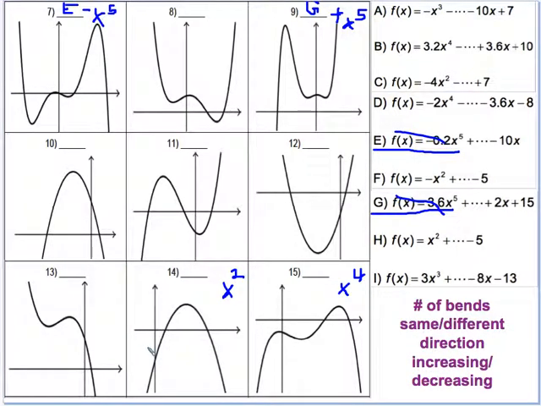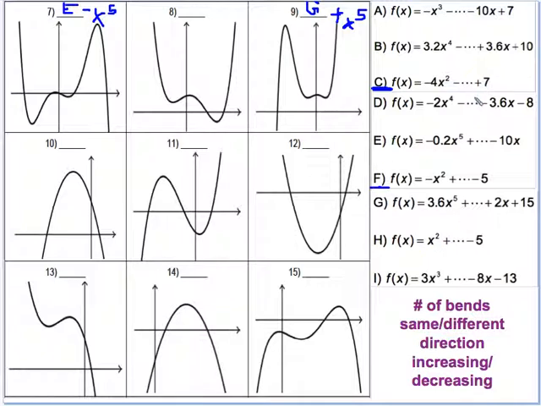I will tell you there's 2 of them that are going to give you fits. Number 14 and 10 look very similar to each other. So let's look at them. In both problem 14 and problem 10, you're looking for x squared with a negative coefficient. So F is an x squared with a negative coefficient, and C is x squared with a negative coefficient.